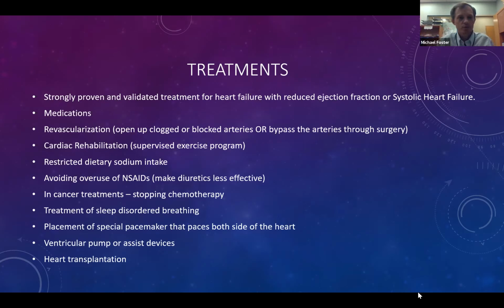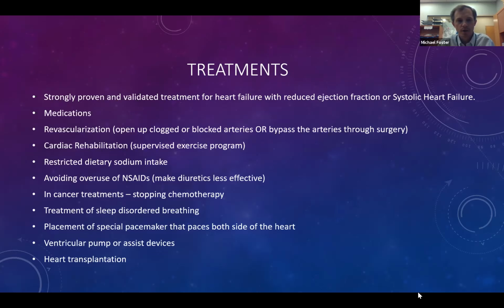The patient can help us with restricting their dietary sodium intake, avoiding the overuse of non-steroidal anti-inflammatories, which would be Motrin, Aleve, ibuprofen, BC powder, Goody powder, things of that nature. These tend to make diuretics less effective at the level of the kidney. So it's helpful if the patient lets us know if they need to use those for joint aches and pains or headaches. In cancer treatments, actually, sometimes just stopping the chemotherapy alone can help. And that's why this is a burgeoning field of medicine, cardio-oncology.